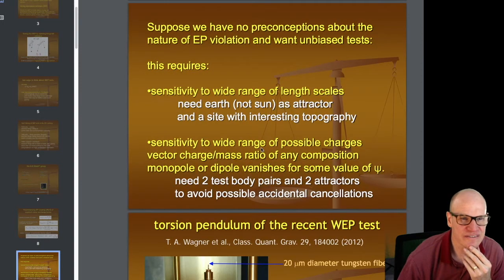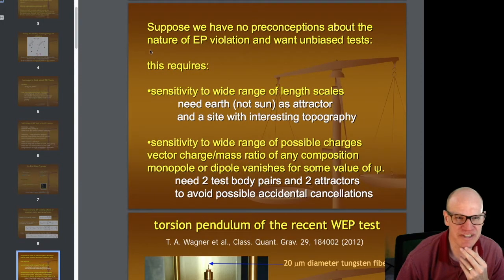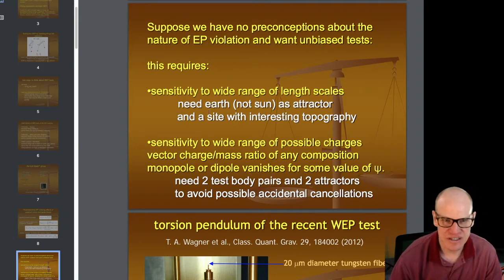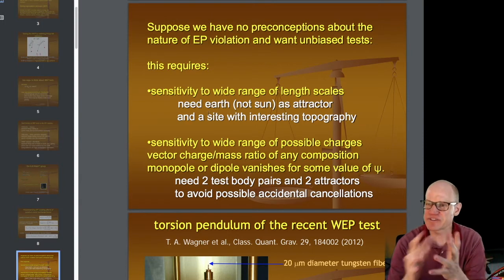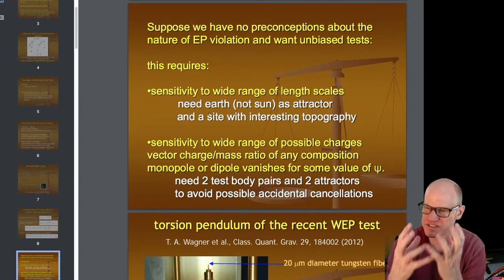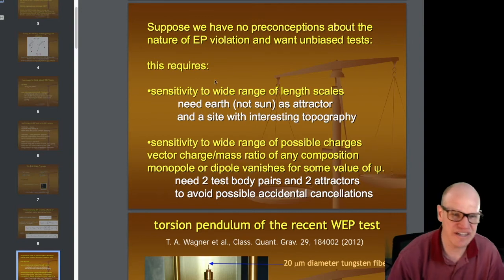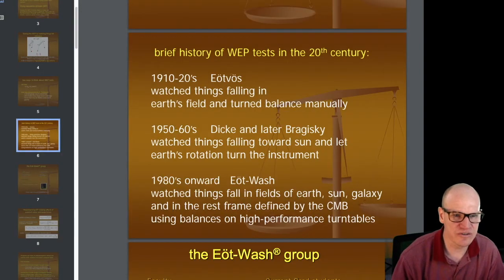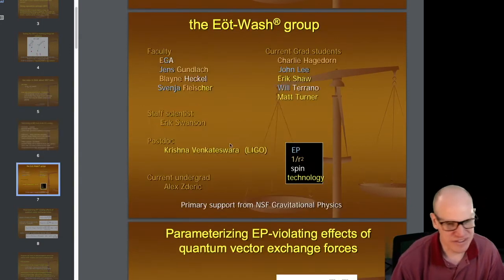suppose we have no preconceptions about the nature of equivalence principle violation and want unbiased tests. It requires sensitivity to a wide range of length scales, so something that violates the equivalence principle, some force that's acting on your pendulum. Oh, I guess I should back up a little bit. He has this thing here where, yeah, that's not really that important.